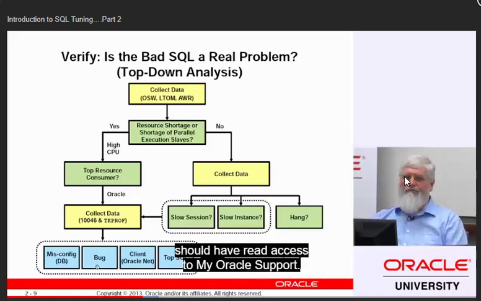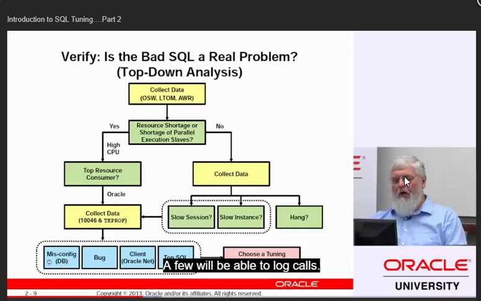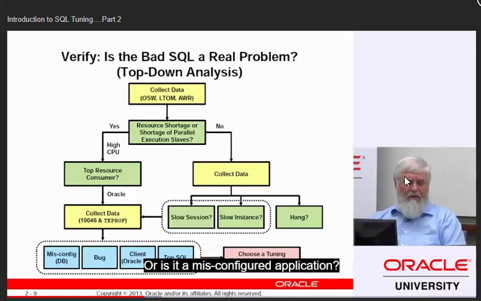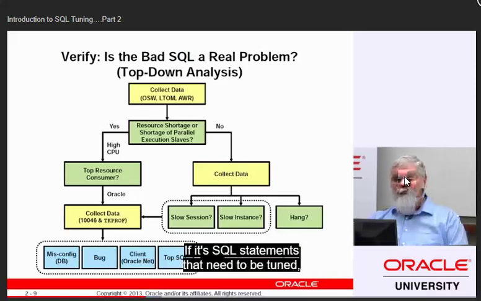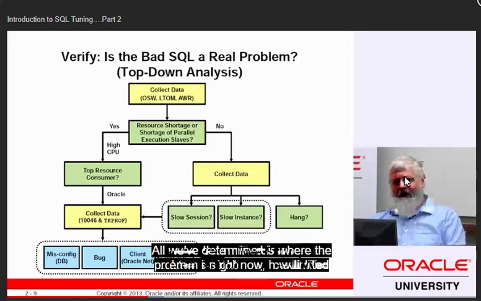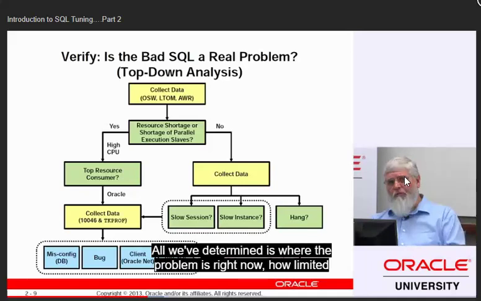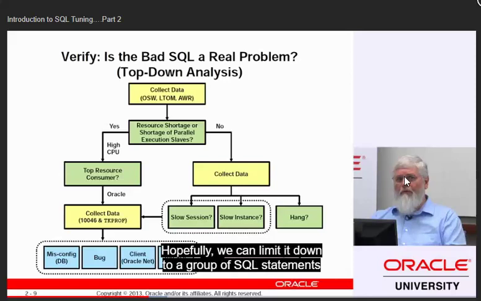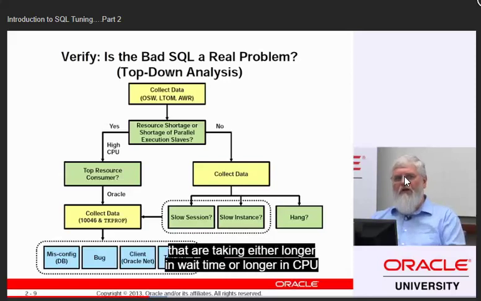Okay, and if it's SQL statements that need to be tuned, then we might want to pick a tuning strategy. All we've determined is where the problem is right now. How limited or how broad is the scope? We can limit it down to a group of SQL statements that are taking either longer in wait time or longer in CPU time than we would like to execute. Then maybe we can do a SQL tuning exercise on it. The next session is looking at the tuning strategies.